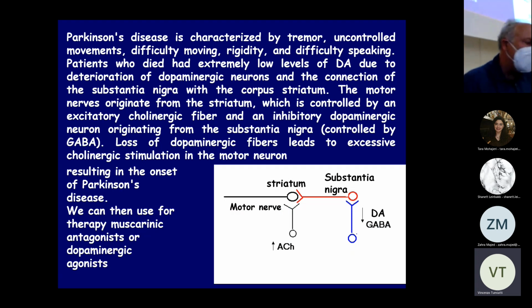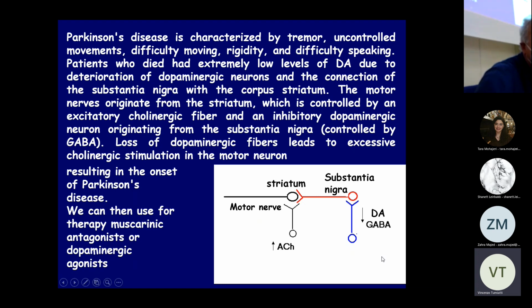Here you can see a scheme about the motor nerves. The activity of the motor nerve is influenced by two important neurotransmitters. Acetylcholine is an activator, and dopamine is an inhibitor neurotransmitter, related to GABA, a precursor of gamma-aminobutyric acid.